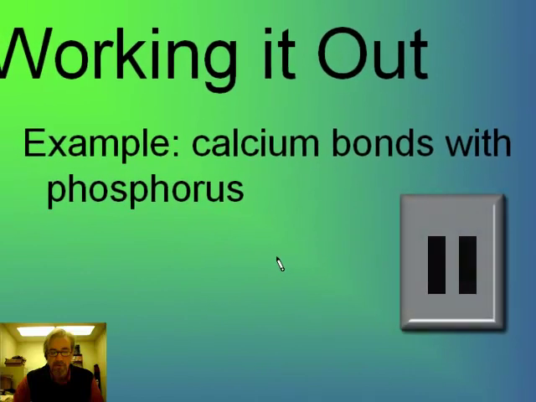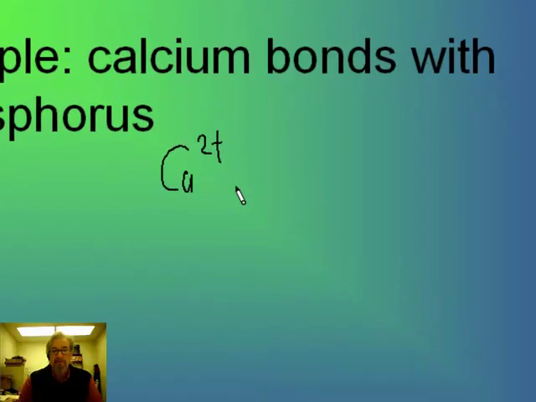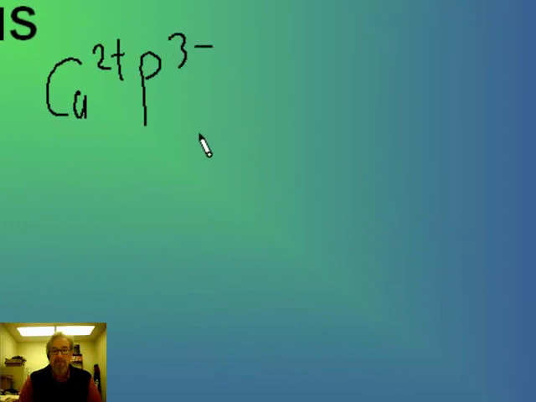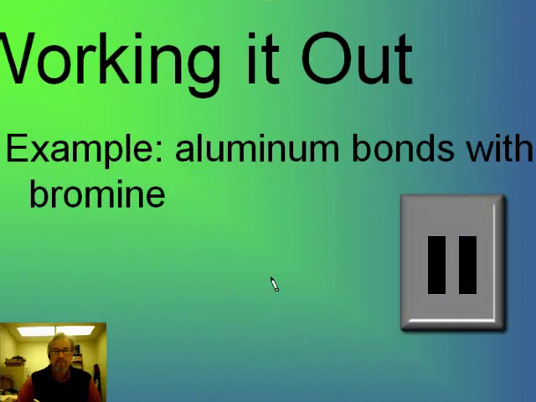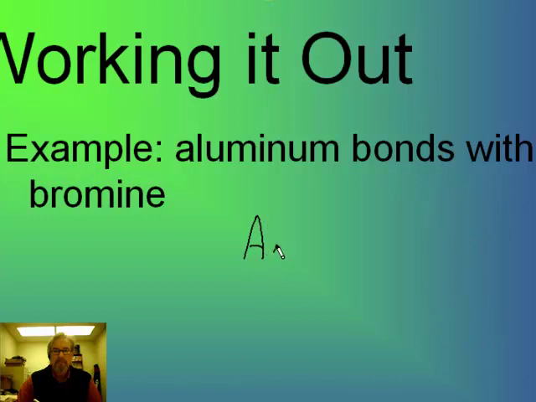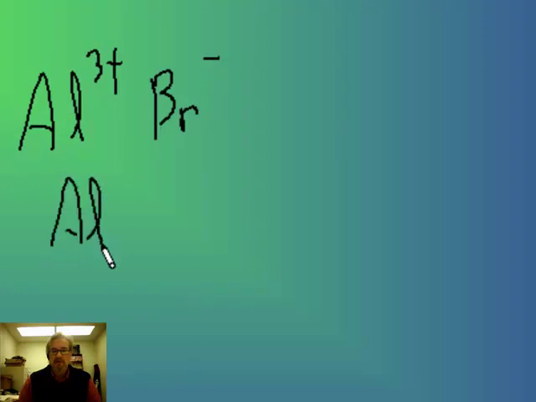Practice this. Do calcium bonding with phosphorus. Calcium is column 2, that means 2+. Phosphorus is column 5, and those are 3-. So when I charge swap, calcium gets the 3 for a subscript, phosphorus gets the 2 for a subscript. There's the formula. Aluminum bonding with bromine. Here's your answer. Aluminum's column 3, those make 3+ ions. Bromine is column 7, those make 1- ions. So when I charge swap, aluminum gets the 1, which I don't write. Bromine gets the 3. There's your formula.